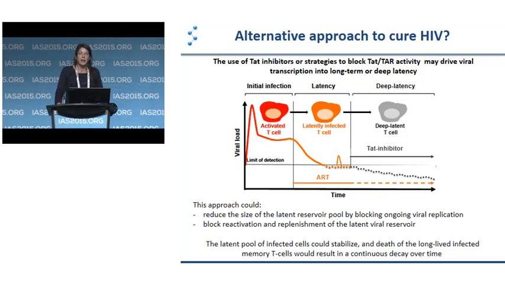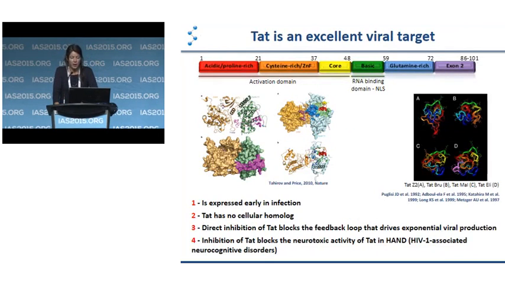So TAT is a very excellent viral target because it's one of the first proteins to be expressed during infection. It has no cellular homologue. Like I mentioned, if we inhibit TAT, this blocks the feedback loop that drives the exponential viral production. And also, an added benefit is that TAT is responsible for a lot of the neurotoxic activity seen in HAND, which is HIV-1 associated neurocognitive disorders, and TAT is a major player in those. So inhibiting TAT would also have that added benefit.